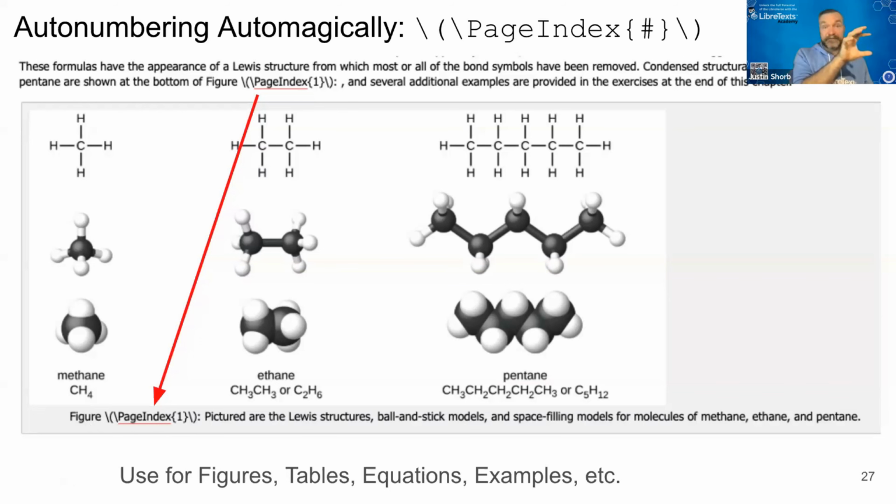So if it's chapter 5 for you, then that page index will have a chapter 5 in it. If it's chapter 7 for someone else using this page, then that will have a chapter 7 number in it. So for figures, tables, and equations, example problems, all these things use this little page index thing so that automatic numbering will happen regardless of where this page is used in a chapter in a different book.